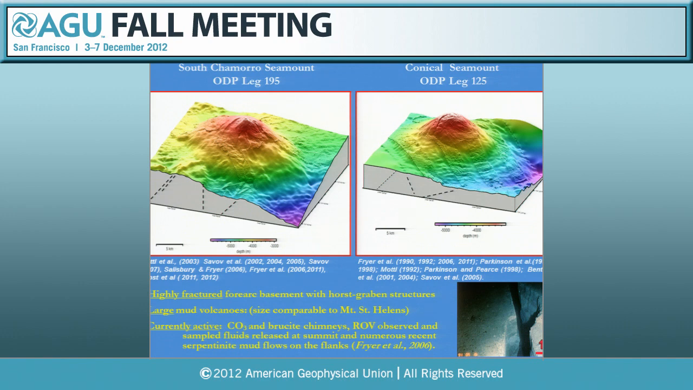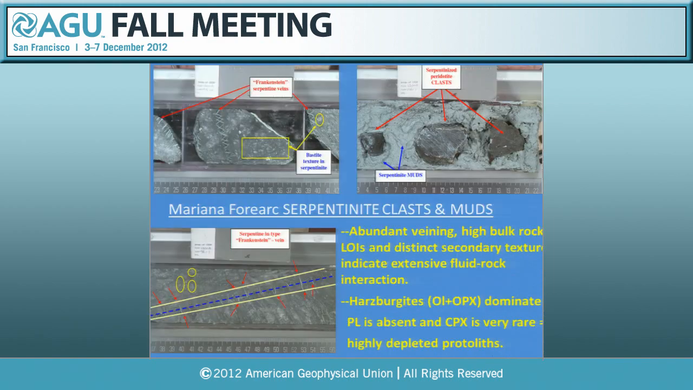There are ROV dives at the summit areas of both South Chamorro and Conical seamounts that have observed brucite and carbonate chimneys. Also, there appear to be active mud flows on the flanks, and they are made of serpentine. Now, we have samples that are from Leg 195 and Leg 125 of the Ocean Drilling Program.